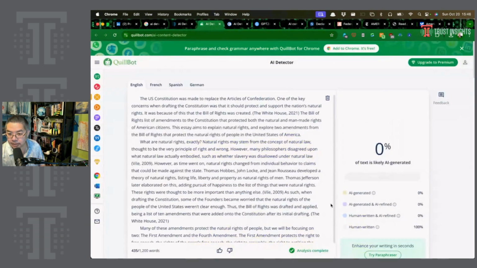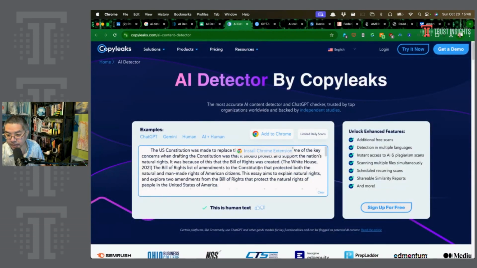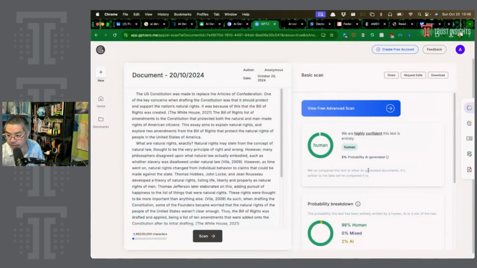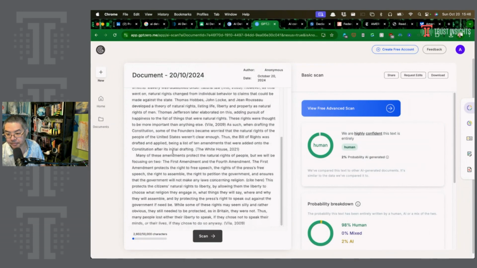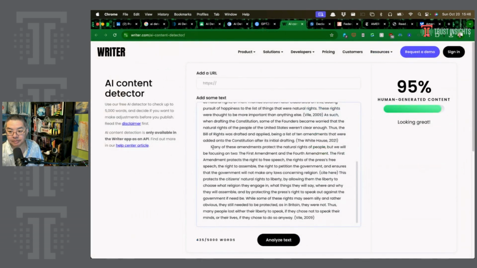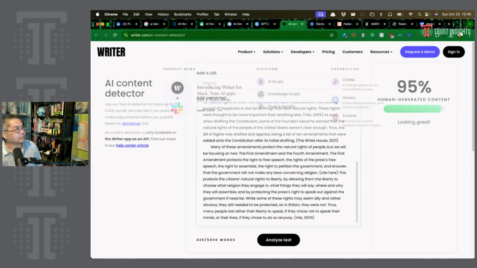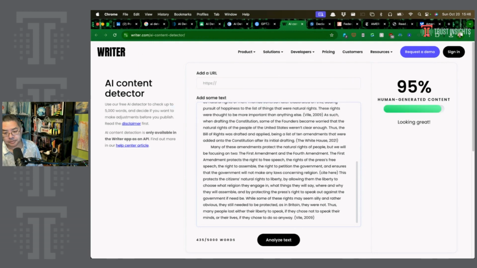49% AI. Okay, this one says 0%. This one says human text this time. 2% AI in there. And 95%. So again, across the board, this should be 100%. 100% across the board, because there's no way my kid went back in time. It went forward in time to do this.